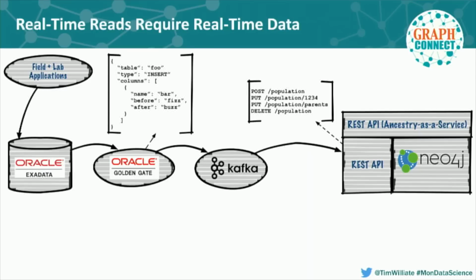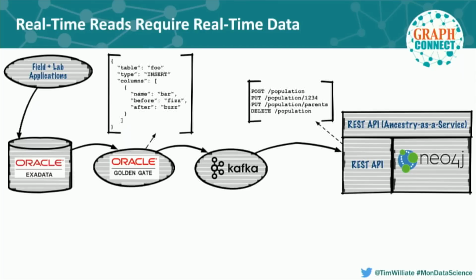Now, real-time reads require real-time data. It would be insufficient for us to say the system is real-time if we have stale data the minute we build the graph. And we dealt with this problem by recognizing the fact that we can't direct every application writing into our monolith to start writing into the graph, not without, again, much wailing and gnashing of teeth.